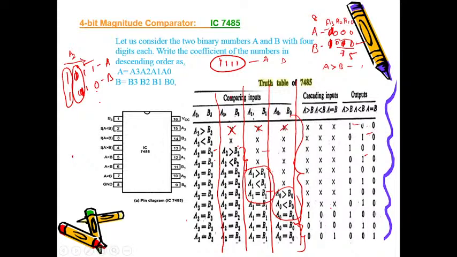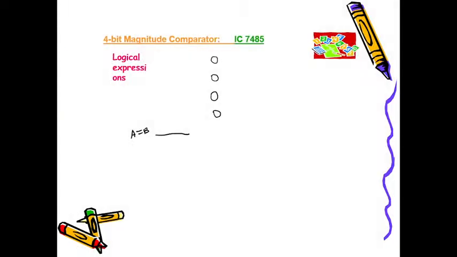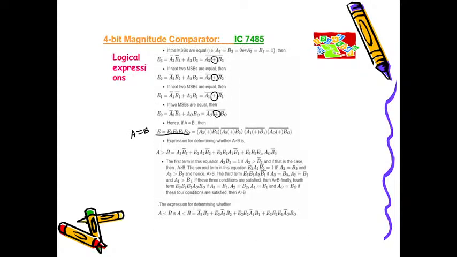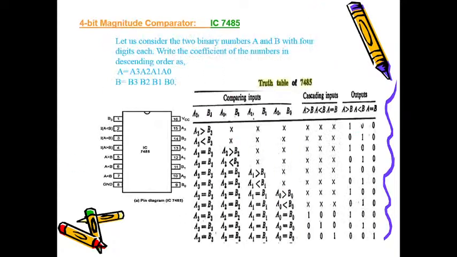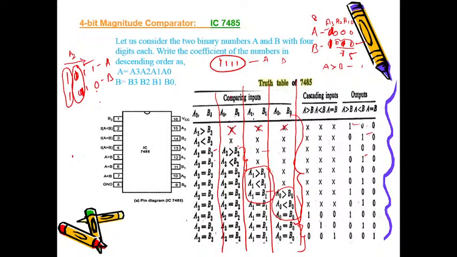And from the truth table, again the same way you have to plot. Actually, instead of plotting a K map, because how could you plot the K map? Here you have 3 outputs: A greater than B, lesser than B, equal to. So 3 outputs. But how many inputs? 1, 2, 3, 4, 5, 6, 7, 8 inputs. An 8 input K map.